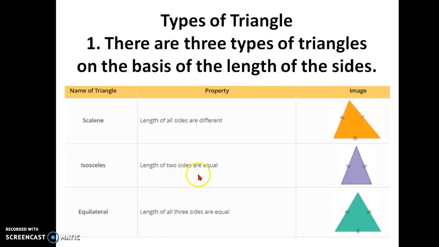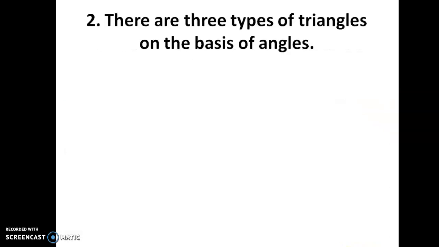Isosceles: the length of two sides is equal. Only two sides will be equal, so that is called an isosceles triangle. Equilateral: the length of all three sides is equal. So all three sides are of the same length, and that is called an equilateral triangle.